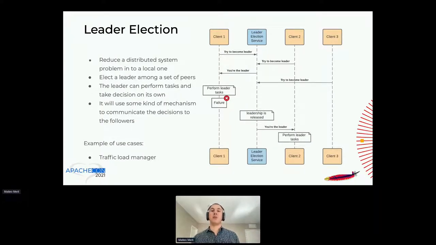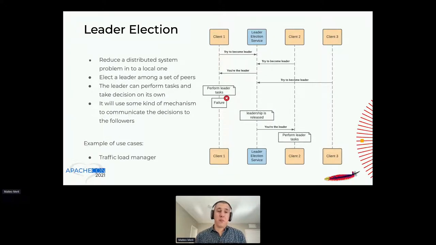The way you do that is that among these nodes, among these peers, you have them elect one leader, and that leader will make decisions on its own, and it does not have to talk with anyone else. It can just make local decisions and then communicate these local decisions to everyone, so that the decision process becomes much simpler because it is just a local piece of code.